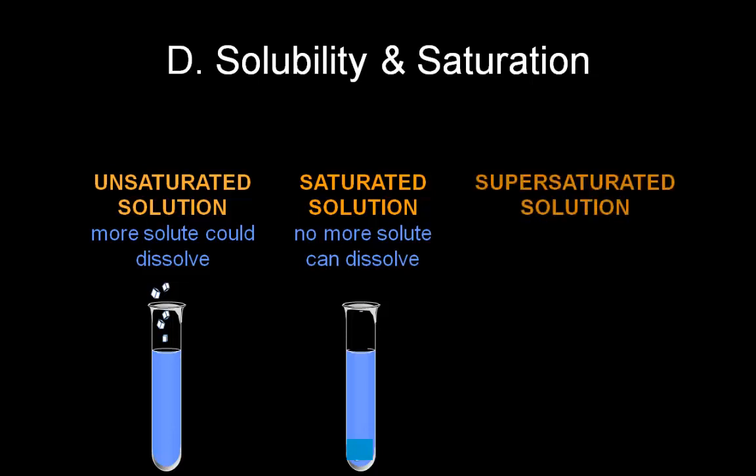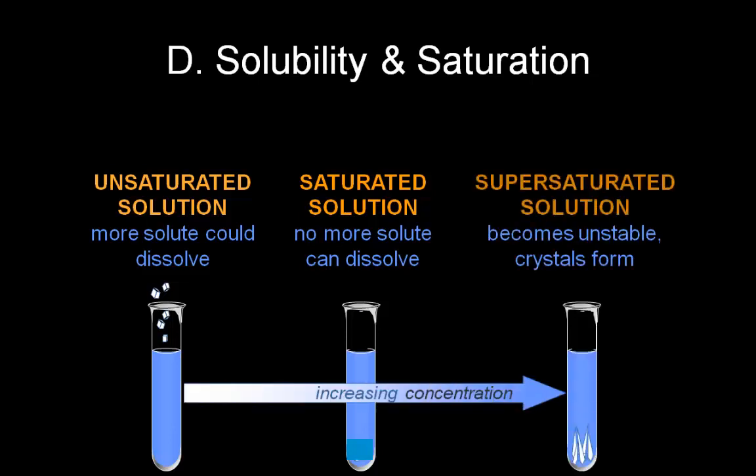It won't dissolve anymore. And then finally, this is a really unique category, a supersaturated solution. This is something that happens when you heat up to a higher temperature, more dissolves, and then you cool it back down to room temperature. So now it's exceeded what it should be able to hold at this temperature. This is actually a very unstable situation, and if you disturb it at all, crystals can form. You may get to see a demo or a lab of this in class. It's pretty cool.